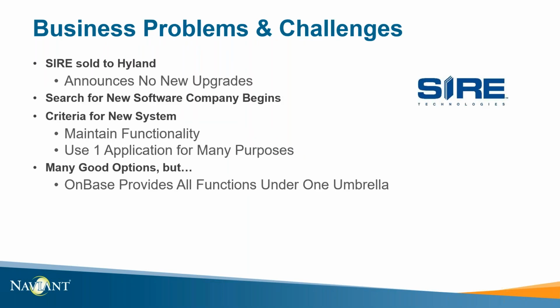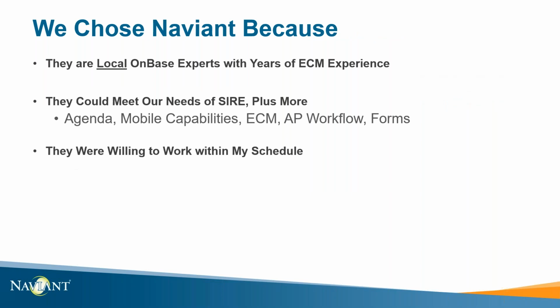The village, as I said, Sire wasn't going to be upgraded, so we started looking for new software companies. We did research a lot of them. And I have to say, one of the biggest things that we wanted is we wanted to at least grow with the functionality that we were going to get from the software company we chose. And we wanted it all under one umbrella because we are so small and we're so thin as far as the staff goes. We wanted one place we could go to get the answer to our solution issues. We could find great document management companies. We could find good agenda companies, but none that fit under the one umbrella that we wanted until we met with Naviant. Why did we choose Naviant?